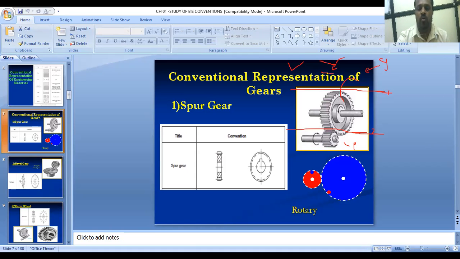Okay, now we want to convert this picture into the conventional manner. How to convert this picture into the conventional manner? This will be the direction for the observation.